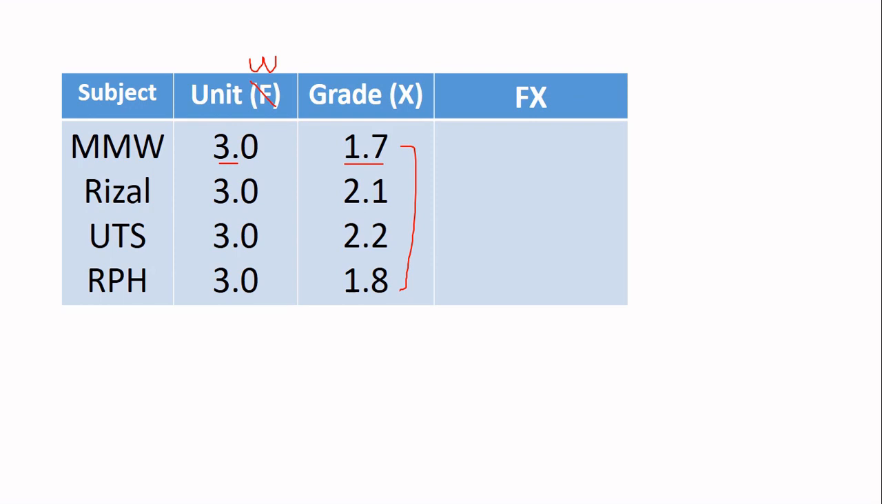So let us now compute the weighted mean. So for the weighted mean here, we have 1.7 times 3, that is 5.1. Okay, 2.1 times 3, we have 6.3. Oops, 2.1. Okay, next is 2.2 times 3, that is 6.6. Okay, and then next is 1.8 times 3, that is 5.4. Next is to add your fx. You add here, that is the summation of fx, that is equals to 23.4.